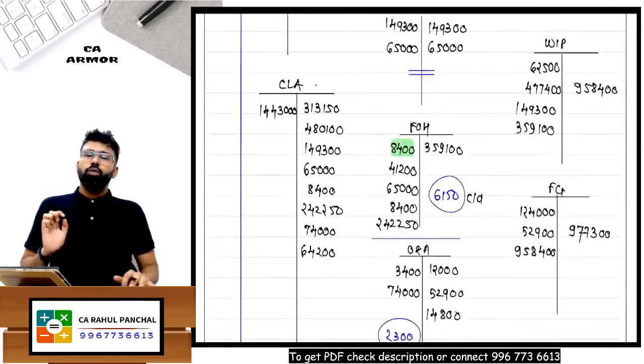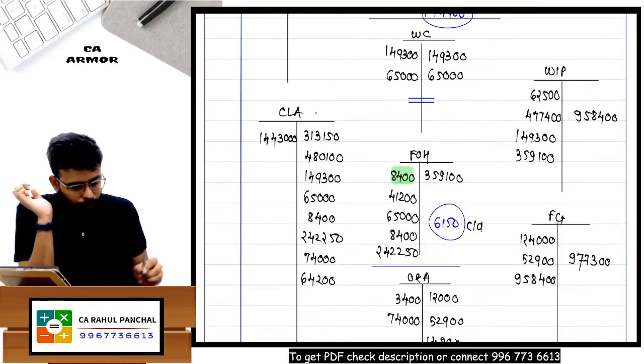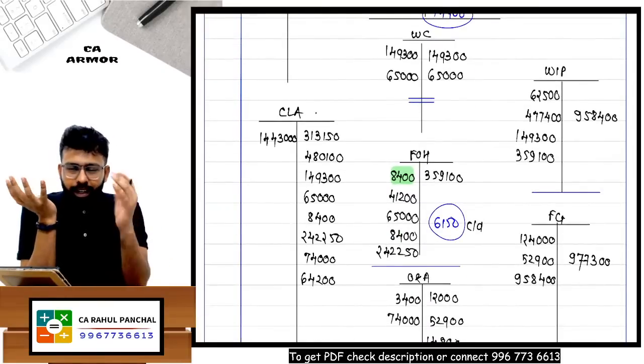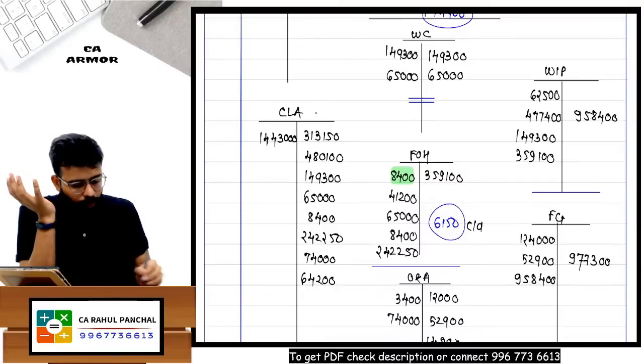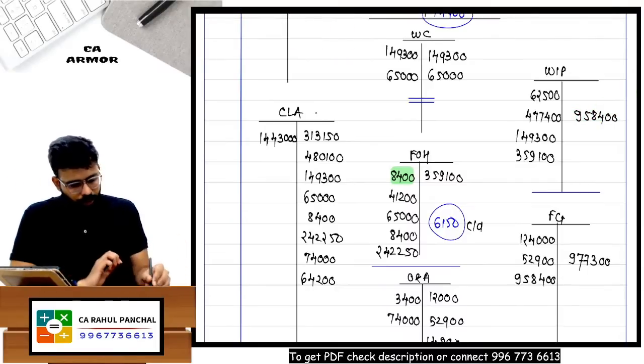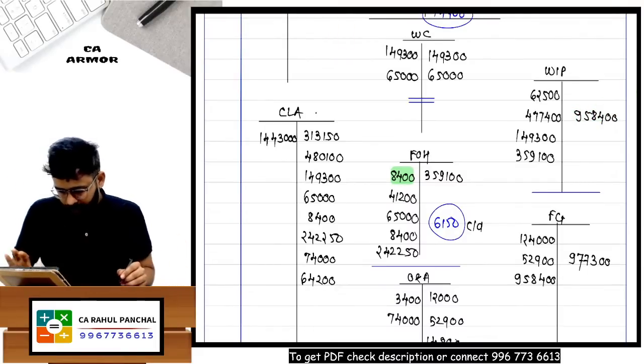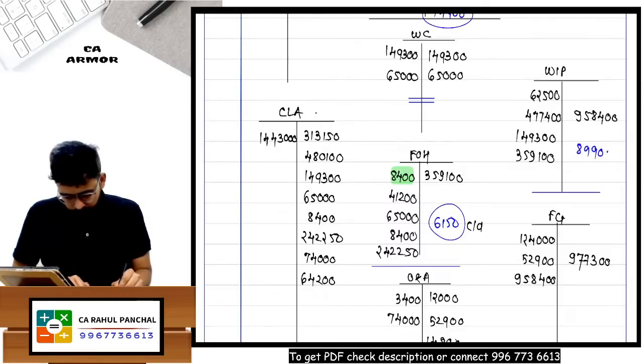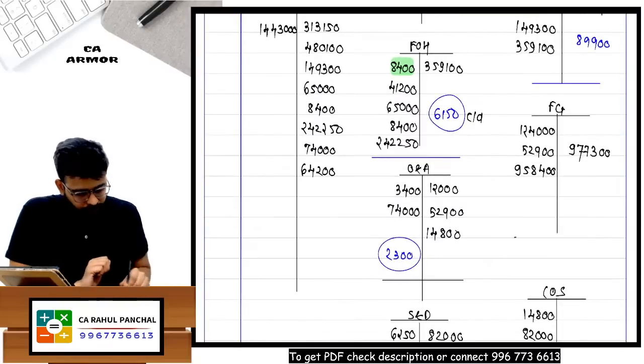Now, when you close the WIP account, it should be balance carried down. It is a stock, right? So whatever units you have transferred, you know that, so the balance should be this. We should not calculate, we should directly write it to save time. 89,900.